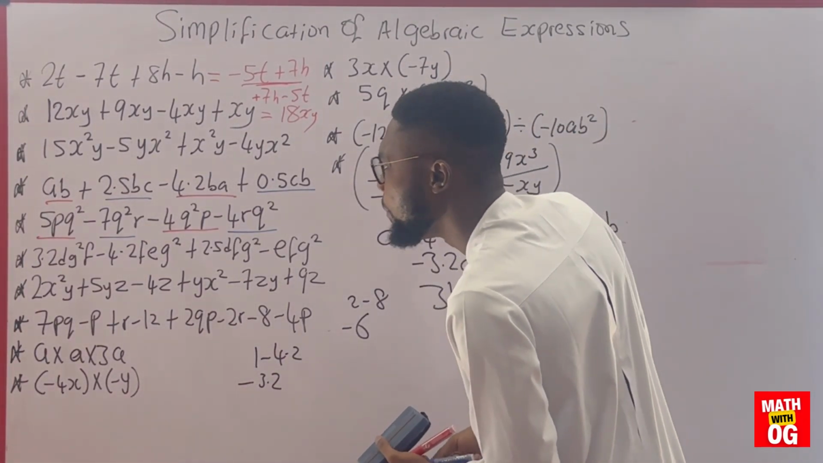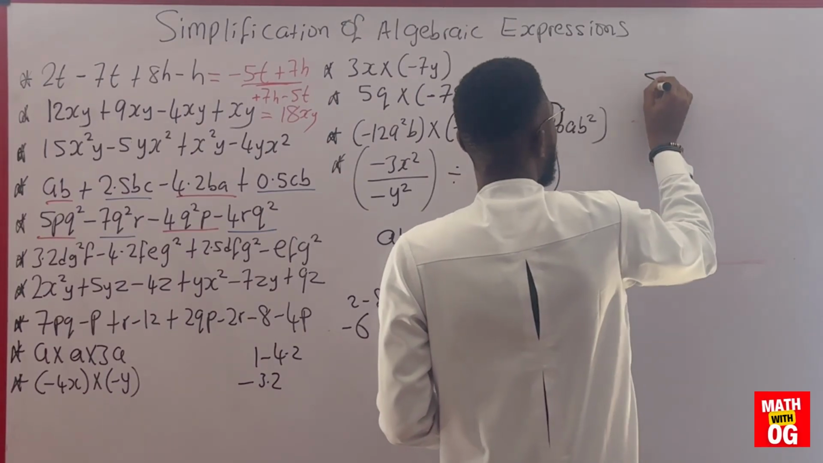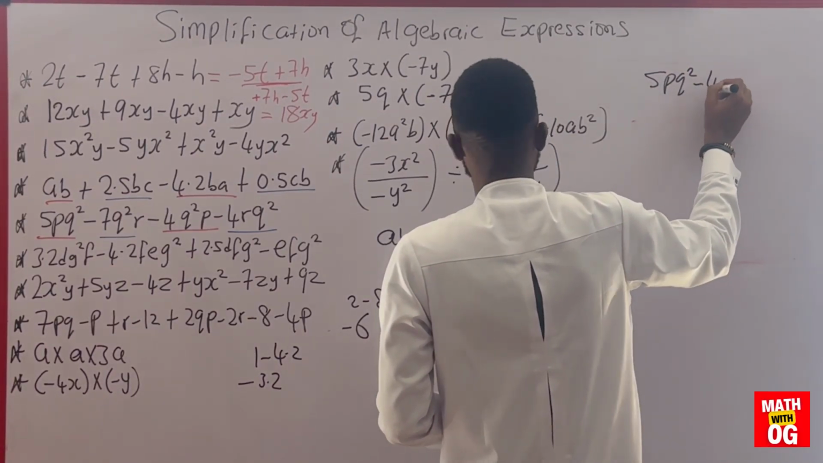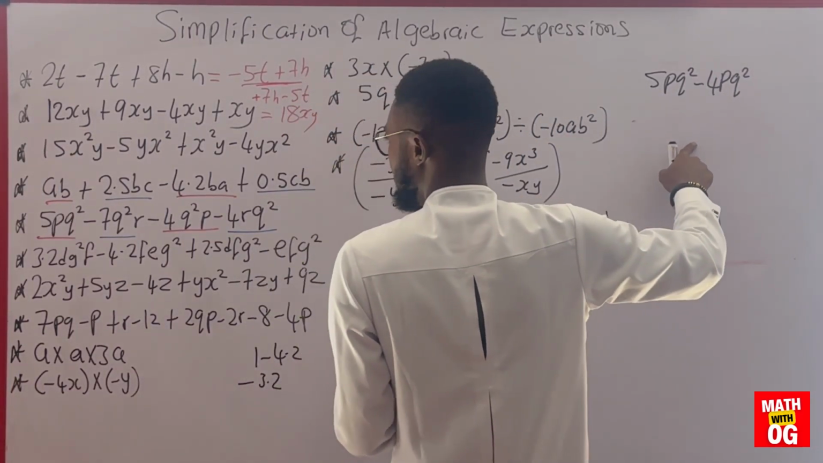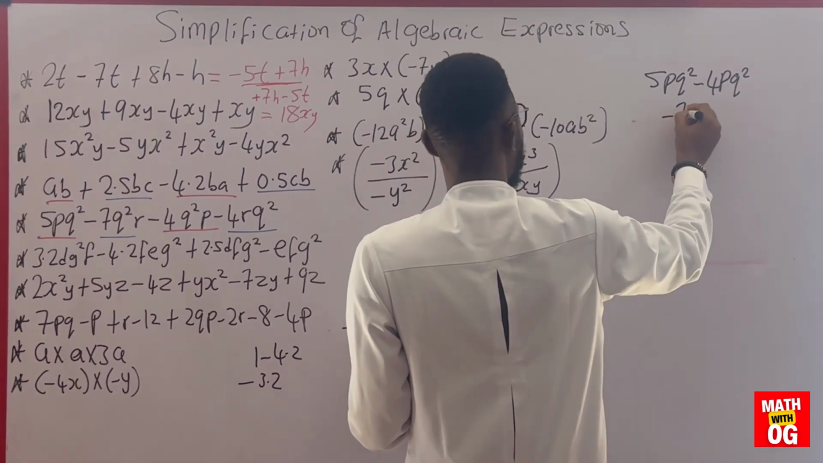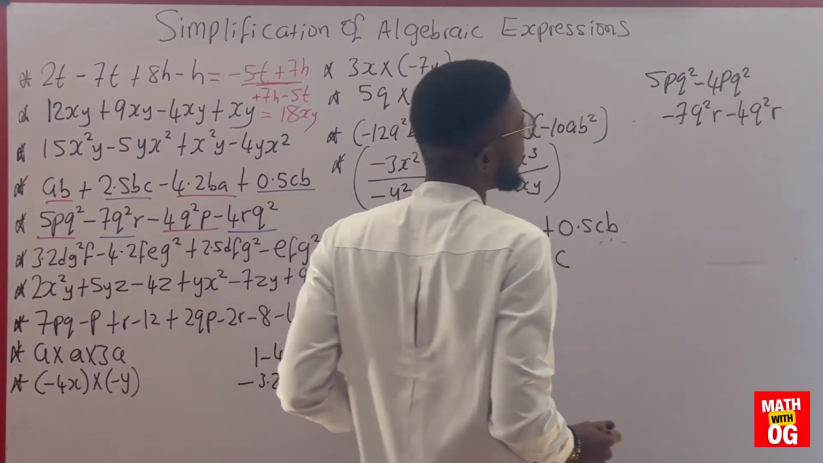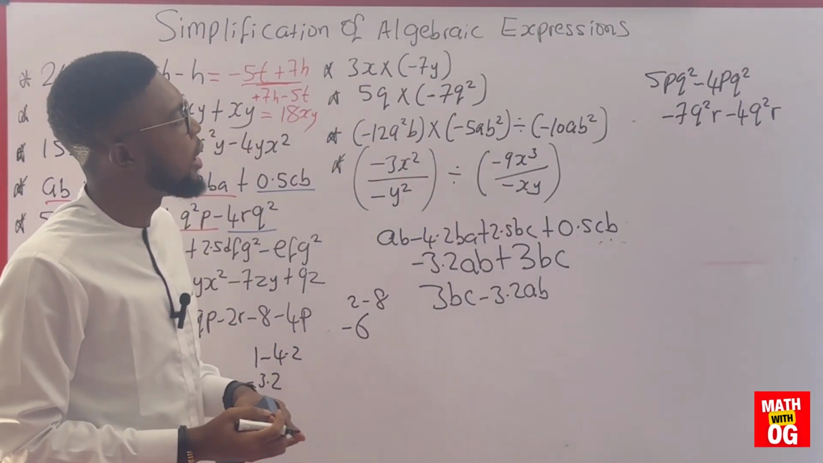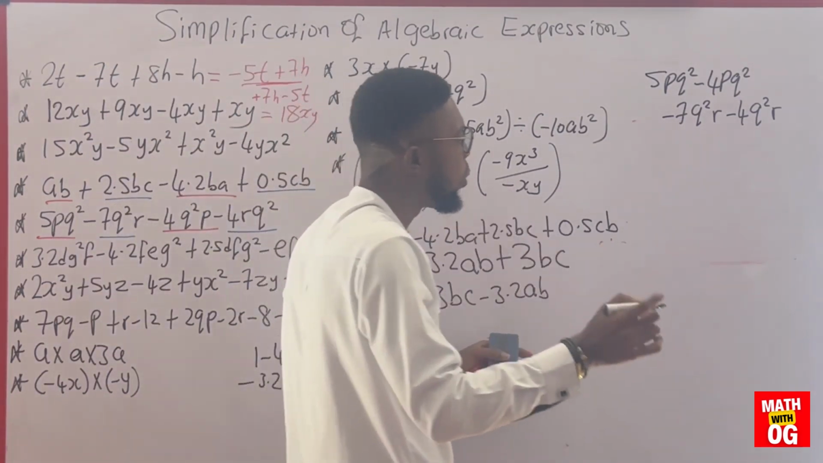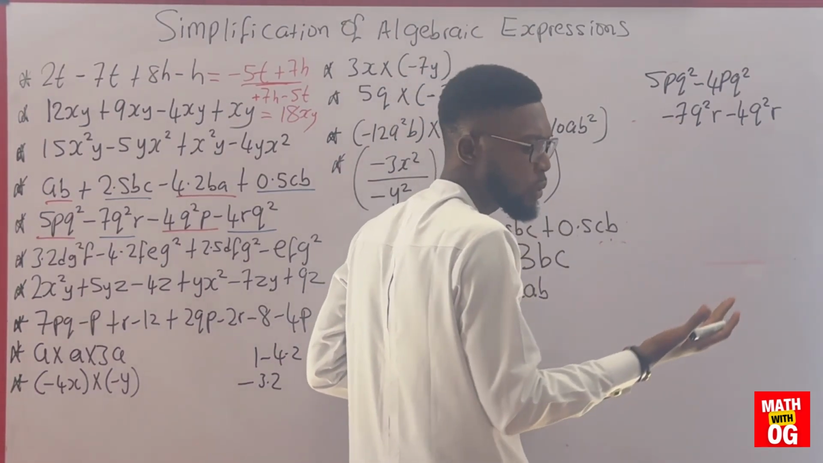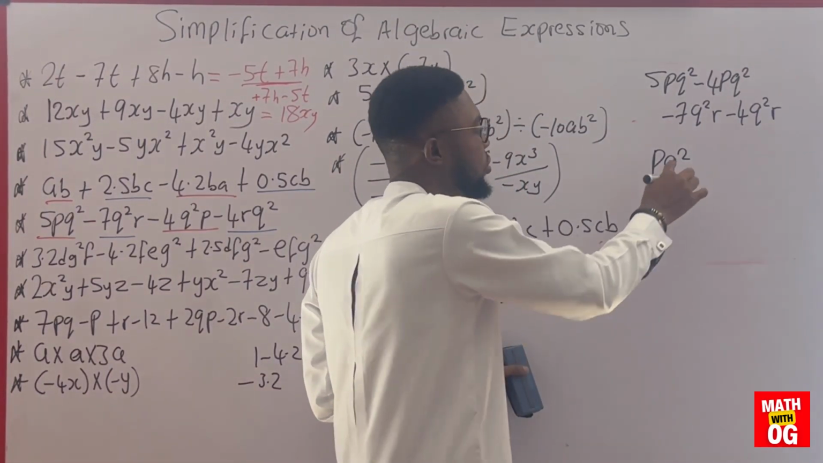Now 5PQ squared minus 4PQ squared. By now you agree with me that PQ squared and Q squared P are the same thing. Then we have minus 7Q squared arrow minus 4Q squared arrow. Now 5PQ squared minus 4PQ squared is simply 5 minus 4. That will give us 1PQ squared. We can write 1PQ squared, but it does not make any sense, so I'll just put PQ squared, which means 1PQ squared.